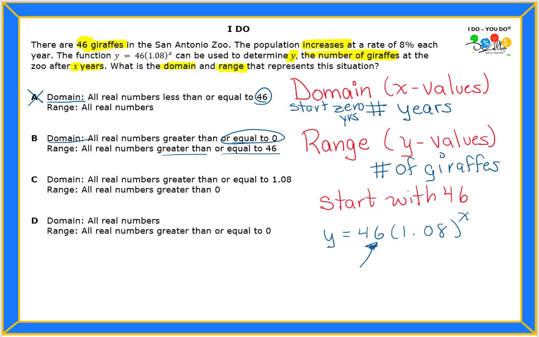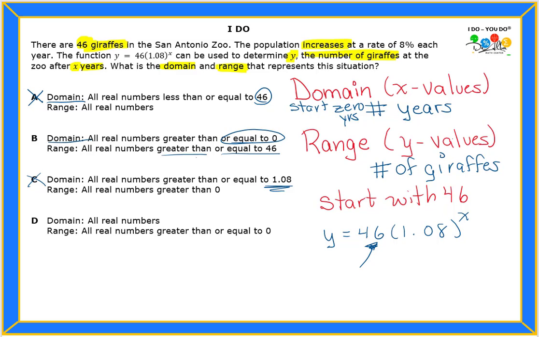What about C? It says all real numbers greater than or equal to 1.06. That's the rate of change, right? So no, that has nothing to do with the number of years. And letter D, it's all real numbers. Well, all real numbers is a little bit too much, because real numbers includes what? Negative numbers, right? And the years cannot be negative.